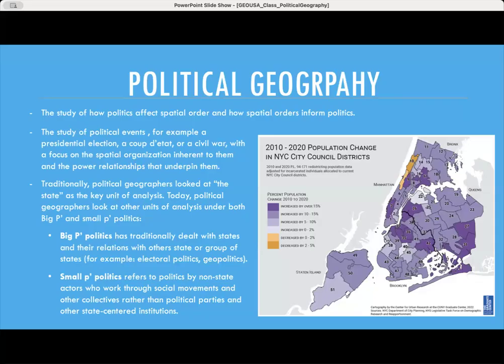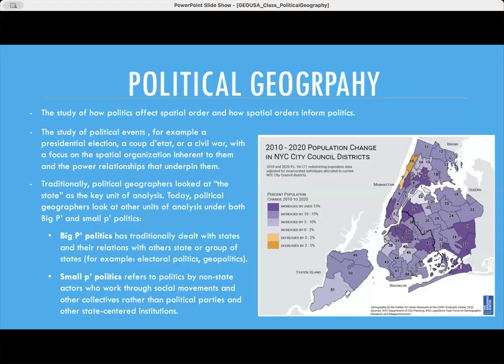When we say big P politics, we're talking about states and their relations with other states or a group of states. So, for example, big P politics would be electoral politics, geopolitics. Geopolitics refers to the relationships between states around the world. So, for example, the relationship between France and the United States or the United States and the United Kingdom.